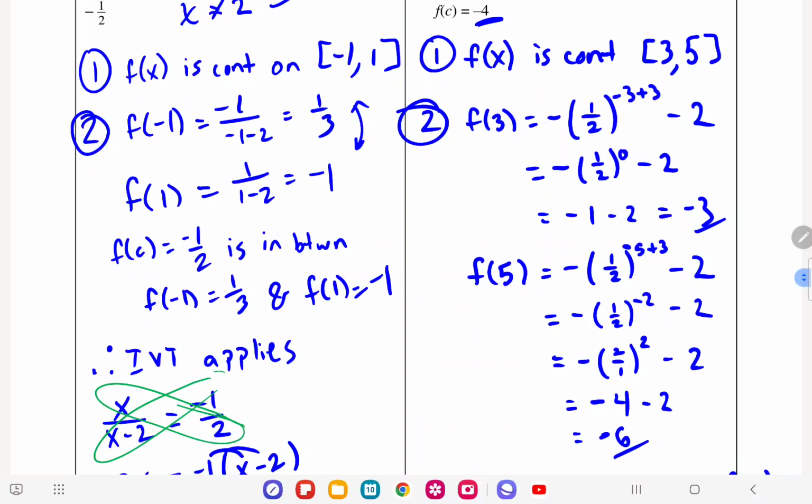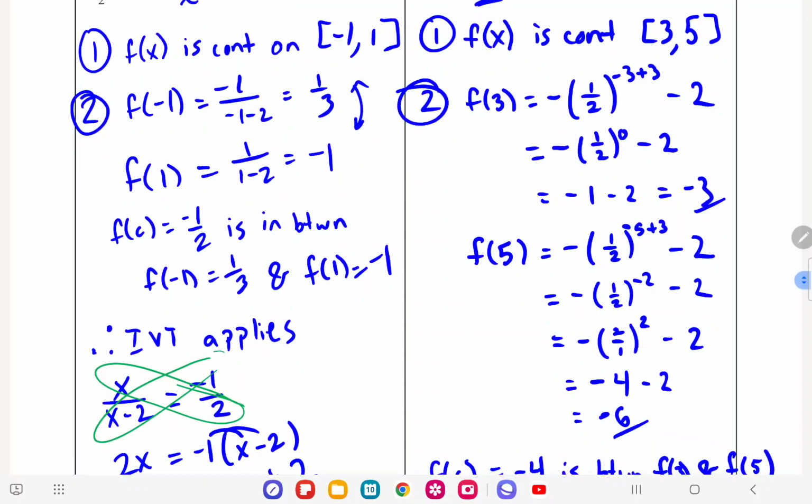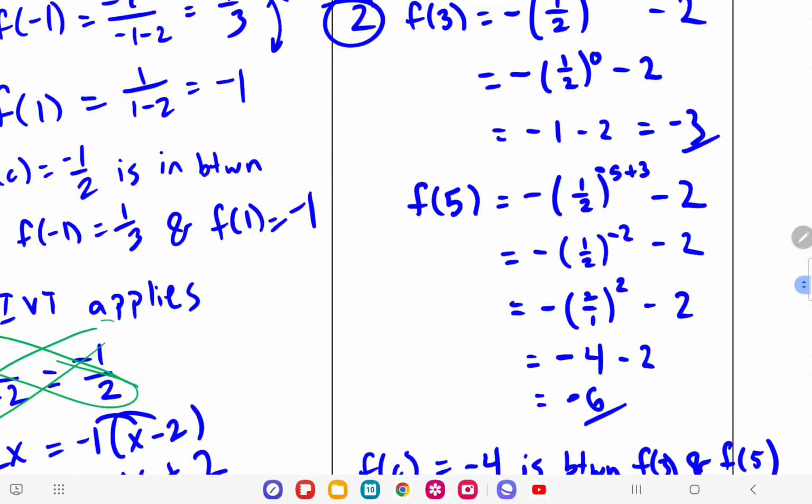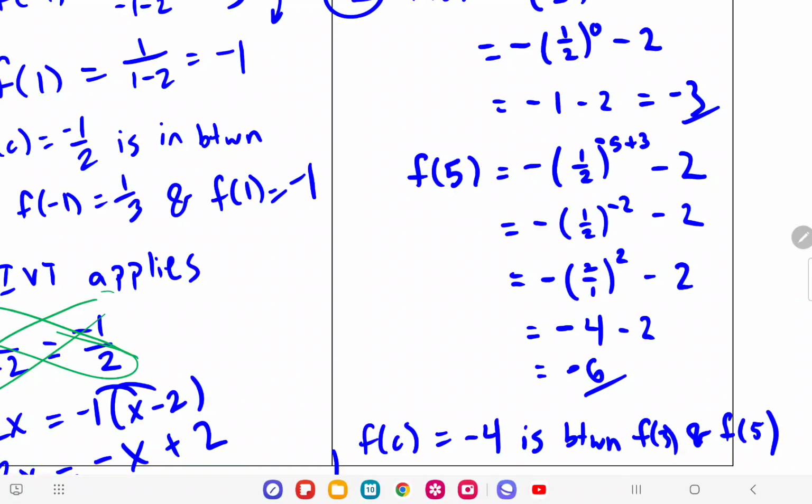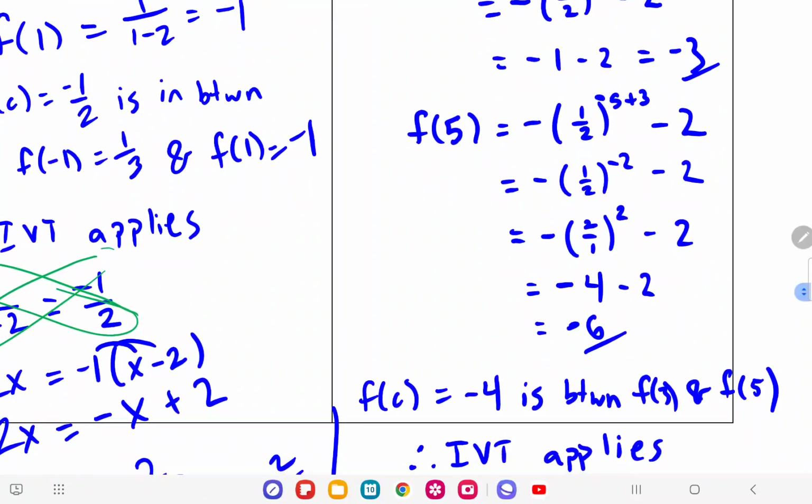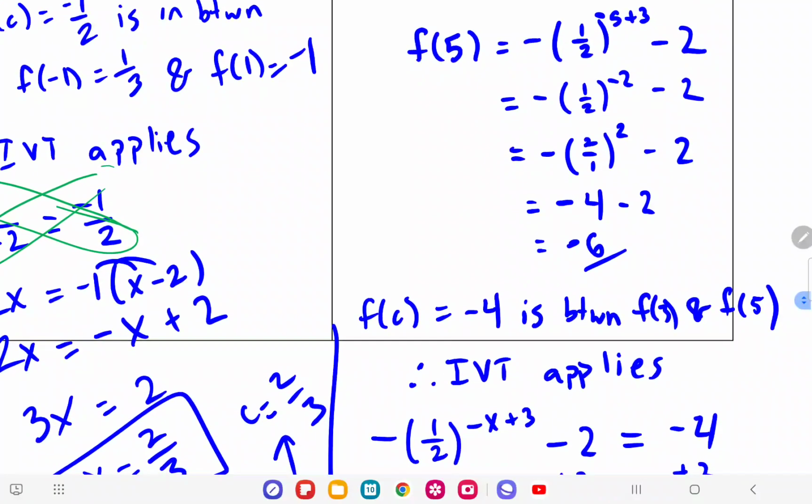Then we will plug in f of 5. And when we plug in f of 5, we're going to get negative 1/2 to the negative 2nd power minus 2. That negative exponent is going to flip our 1/2 to 2 over 1. So 2 squared is 4. So this is going to give us negative 4 minus 2, which is negative 6. And then negative 4 is in between those 2 points, so IVT applies.